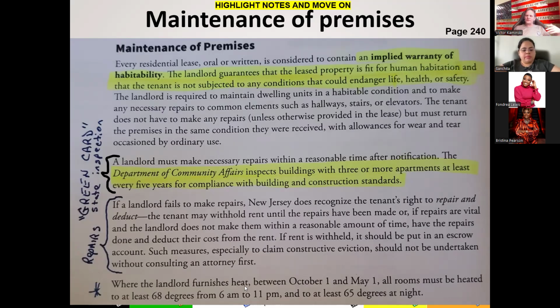So if heat is included, if the utilities are included in the rent, between October 1 and May 1, all rooms must be heated to at least 68 degrees from 6 a.m. to 11 p.m. and at least 65 degrees at night. I've had some people in class say to me, oh, that's cold, that's freezing. No, it ain't. That ain't freezing. Freezing's 32 degrees, right? So that's not freezing. It's included in the rent.